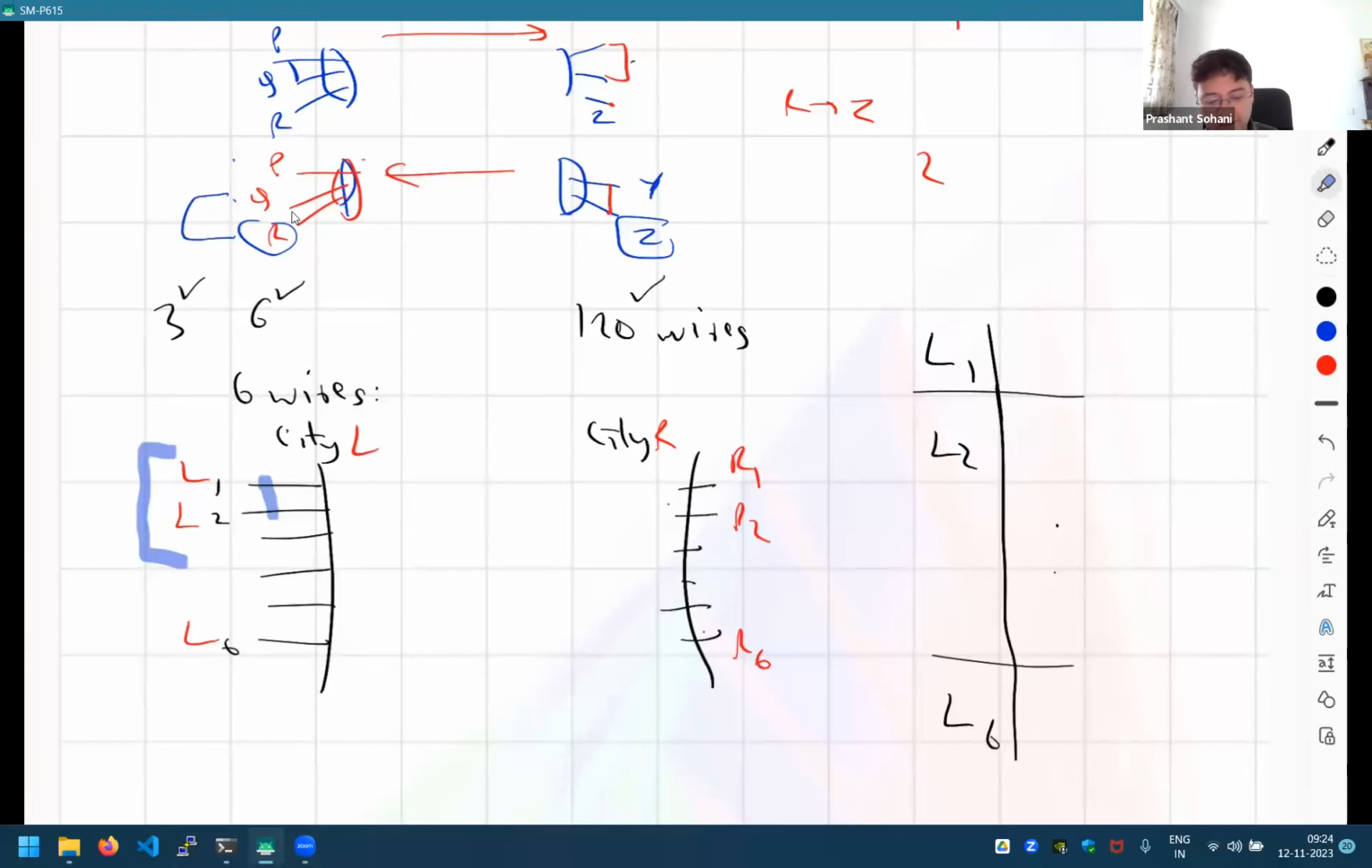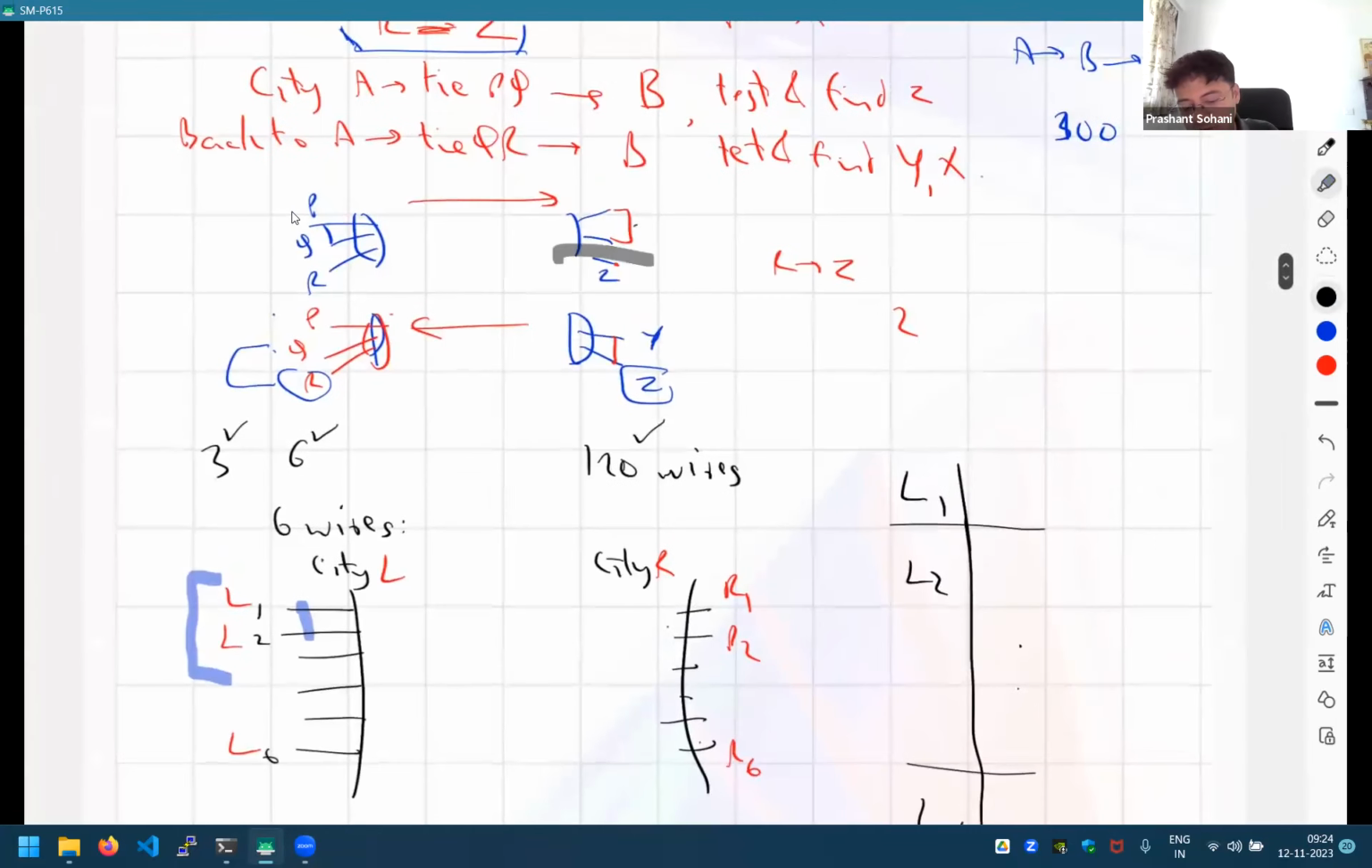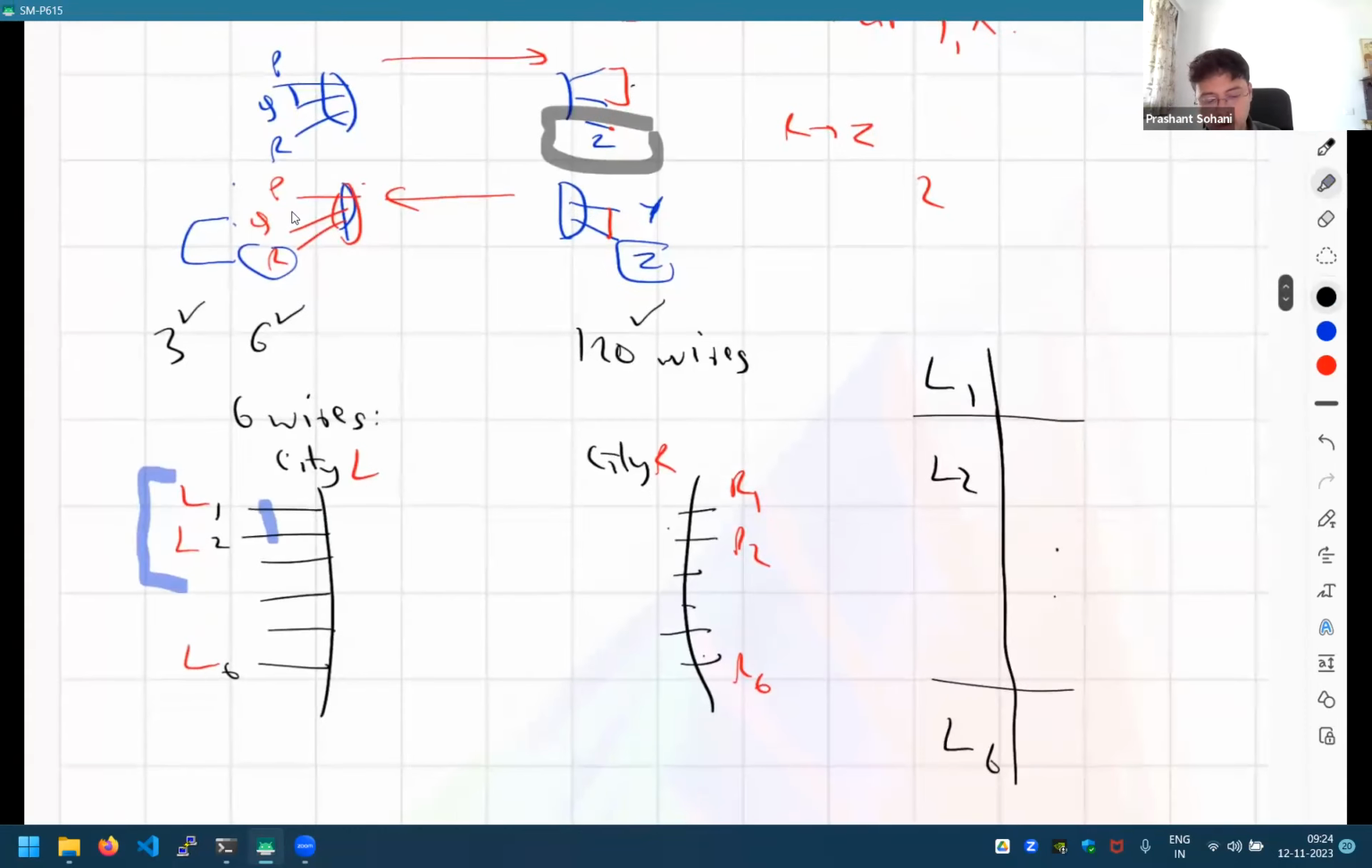Now you go to the other side. See, in the three wire case, Z was the only one which was not connected to anything. So we could say that Z is definitely connected to R. Here, now how do you know which wire is connected to L3? Because there will be so many wires here which are not connected to anything else. So the problem is this L4, L5, L6 are kind of interfering with our problem, right? We don't know which of the wires L4, L5, L6 are connected to.